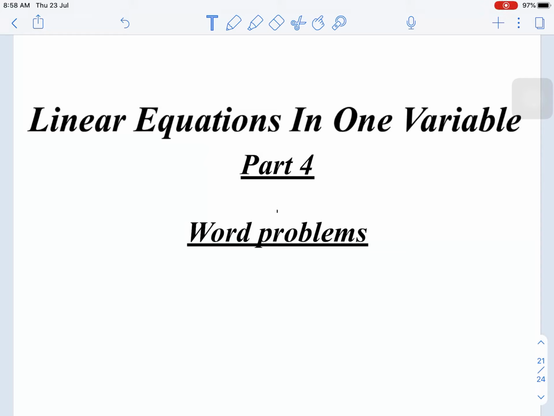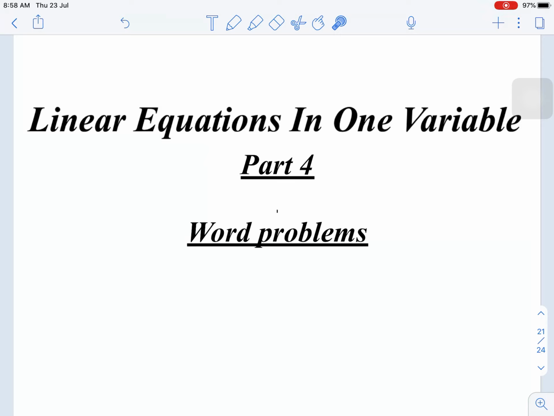So, hello students. We were learning a chapter that is linear equation in one variable. In the previous period we have solved some word problems and some numericals on this topic. We have learned how to find the solution or the value of x in linear equation in one variable. We have learned how to find the value of the variable.